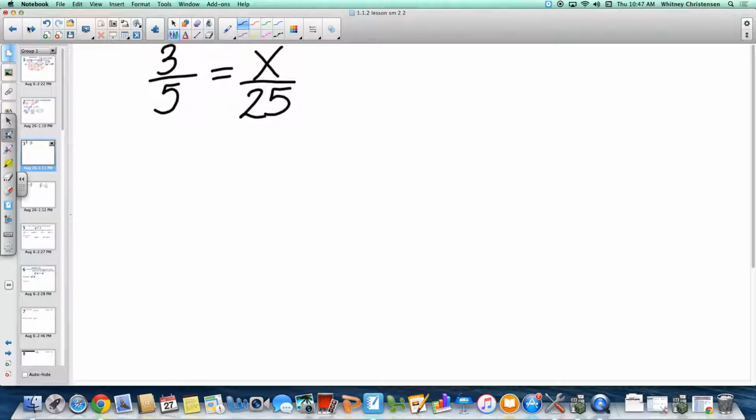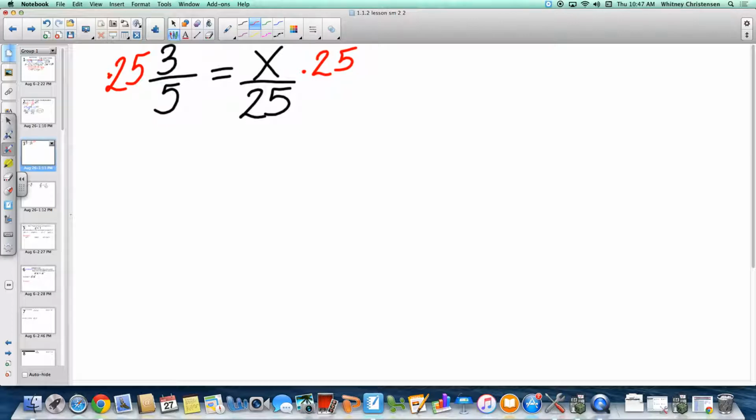Let's cross multiply. Now looking at this, we're trying to solve for x. Really, we're trying to get x alone. So let's just look at it and say, well, we need to get rid of 25. But how do you get rid of 25? It's on the bottom being divided. Times by 25. Good. Multiply both sides by 25.